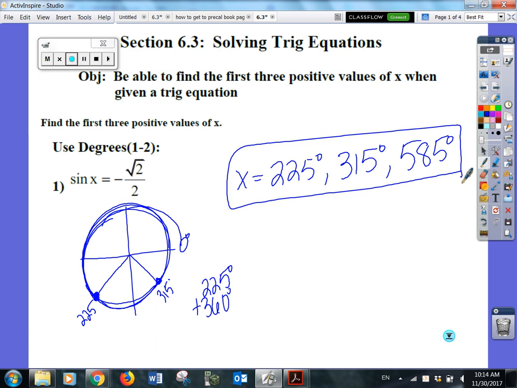If I had asked what are the first four positive values of x, I would have gone here. Here's my fourth one. It would have been 315 plus 360. If I had asked for the 5th, 225 plus 360 times 2. We made 2 rotations. The 6th, 315 plus 360 times 2. The 7th, 225 plus 360 times 3. The n is how many rotations you're making when you're thinking about the general solutions.